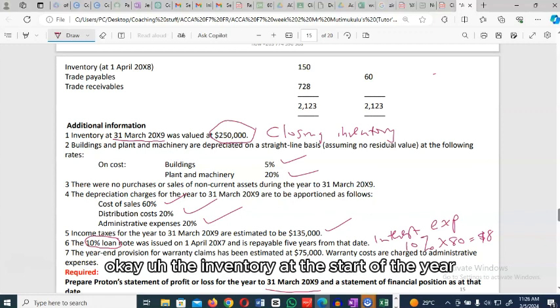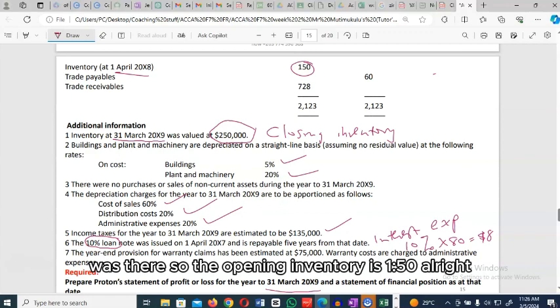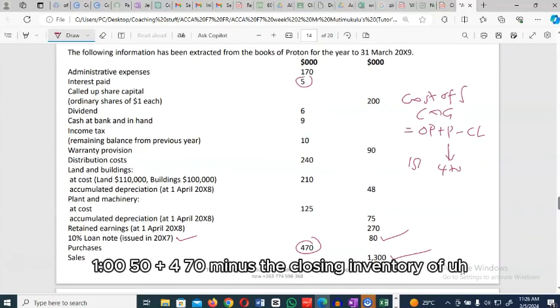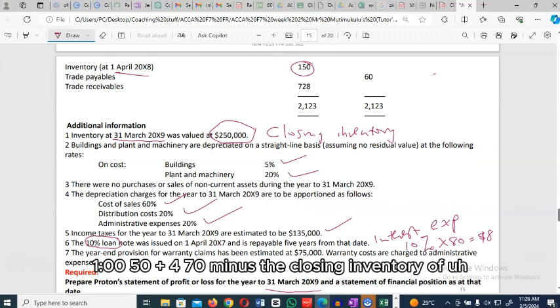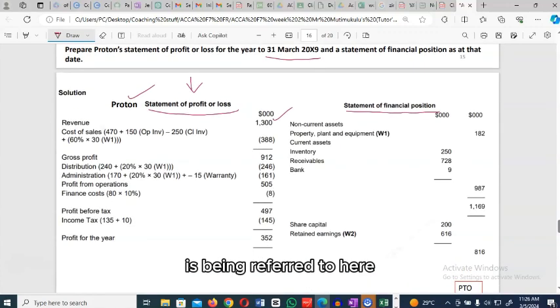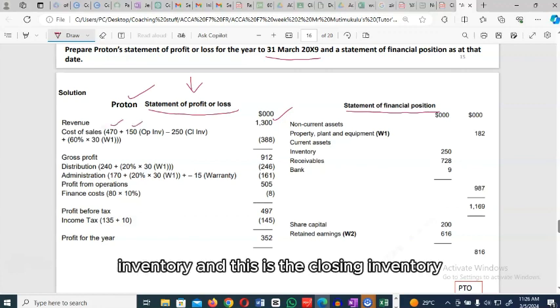The inventory at the start of the year was there, so the opening inventory is 150. So that's 150 plus 470 minus the closing inventory of 250 there, as you can see. That's the amount which is being referred to here. This is the purchases, this is the opening inventory, and this is the closing inventory.